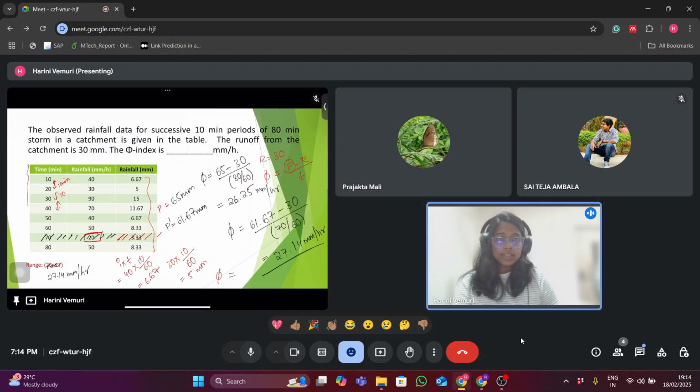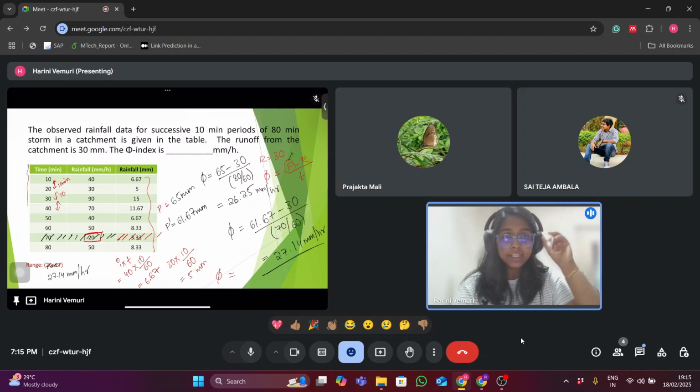So whenever we are calculating pi index, the pi index is equal to effective rainfall minus runoff, by total time, the time of effective precipitation. Initially, I was calculating the rainfall amount by multiplying time with the intensity values given in the question. Once I got the rainfall amount in each time interval, I summed it up to get total precipitation. So I used this formula, pi equal to precipitation minus runoff by time, to calculate the pi index.